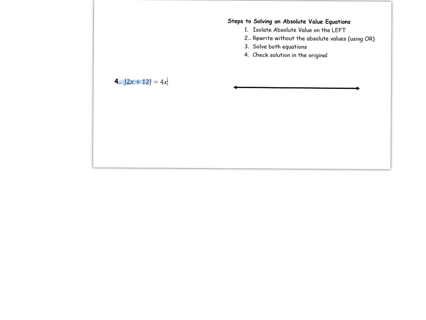All right, so now let's declare our statement. So absolute value of 2x plus 12. No, I don't like how that looks. Let me fix that. That looks terrible. Try again. Absolute value 2x plus 12 is equal to 4x. Or negative 1 times the absolute value, 2x plus 12 is equal to 4x.